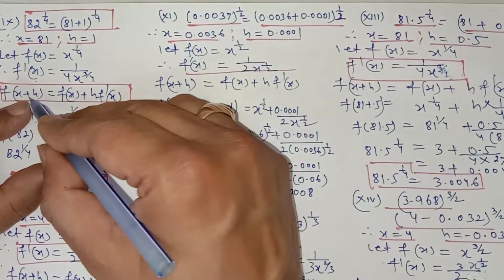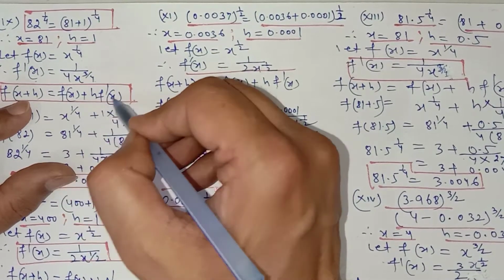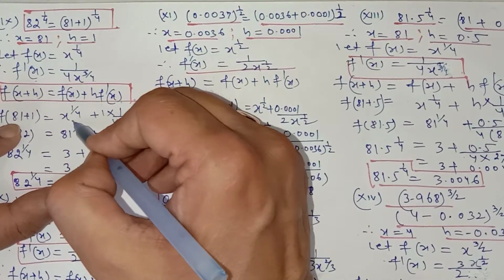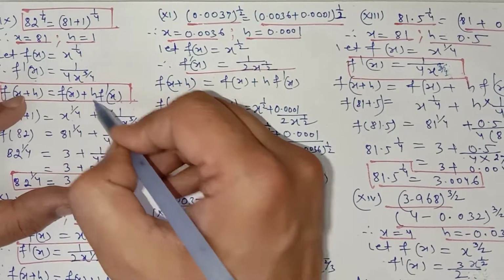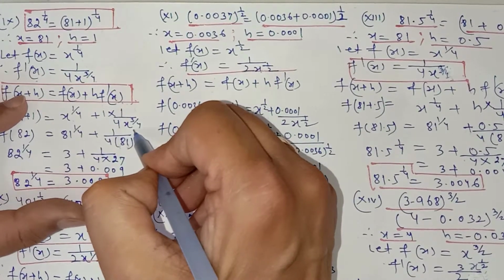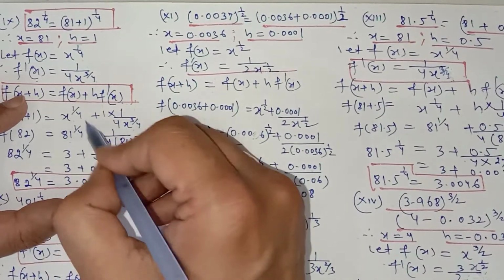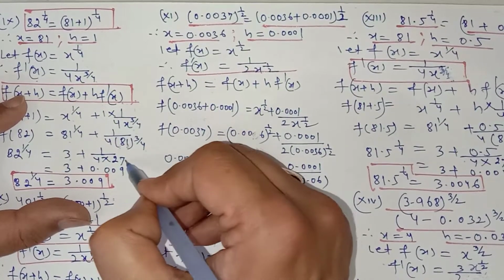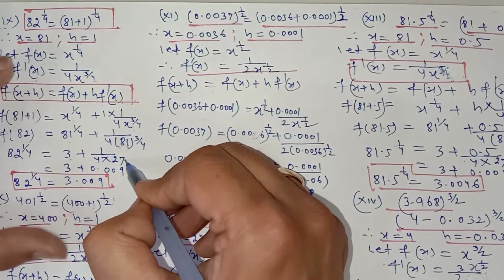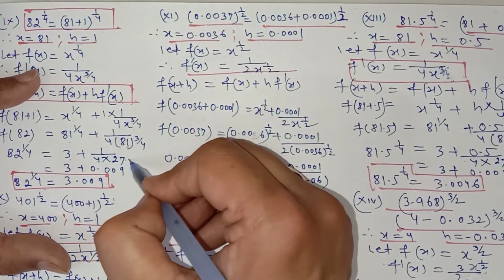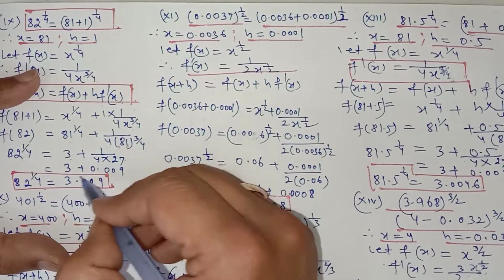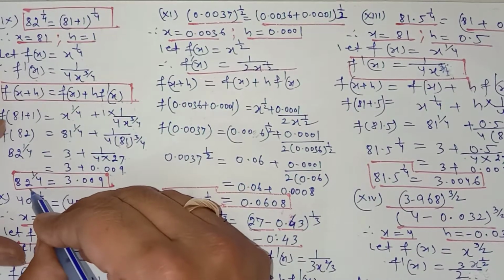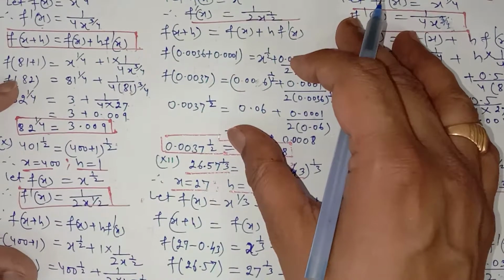Again using the formula f(x plus h) is equal to f(x) plus h f dash x. Replace the value of x as 81, h as 1, f(x) is equal to x raised to power 1 upon 4, and its derivative. x is 81, whose 4th root is equal to 3, and x is 81, whose 3 upon 4 power will be equal to 27. You do the calculation in the rough. And 1 upon 4 into 27 is equal to 0.009. So 3 plus 0.009 is equal to 3.009, which is the value of 82 raised to power 1 upon 4.